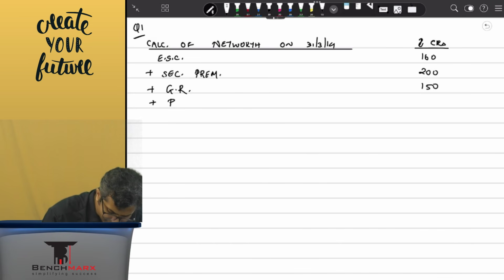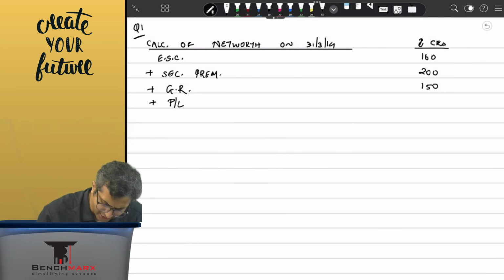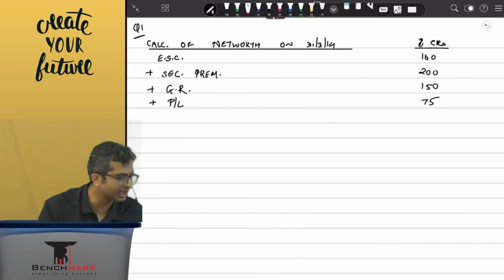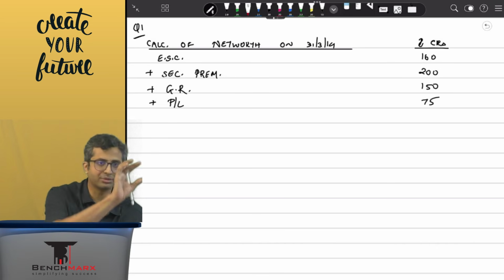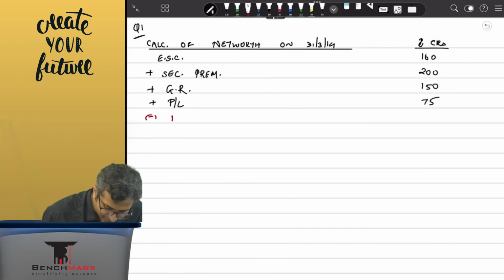No, but will I take the profit and loss? Yes. Sometimes institute calls it as retained earnings. Profit and loss which has been retained. How much is that? 75. Achha, and then with a different color pen, is there anything else to be done? Miscellaneous expenditure. अच्छा, will I add or subtract? Subtract. So हमने जो highlight किया उसका impact हमने देखा क्या आ रहा है. Minus miscellaneous expenditure not written off.